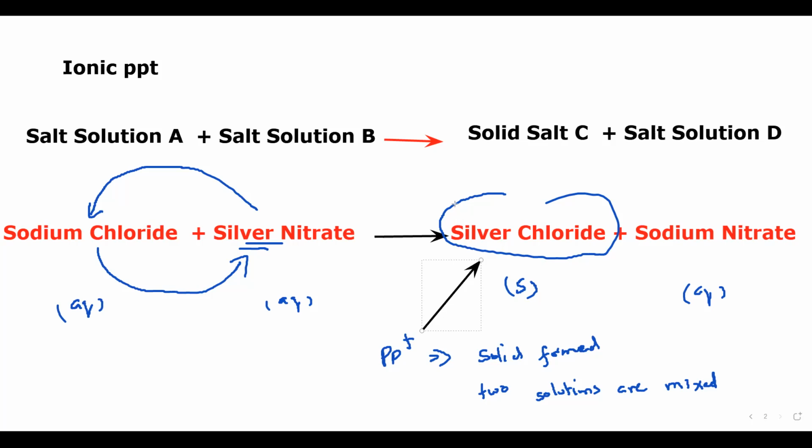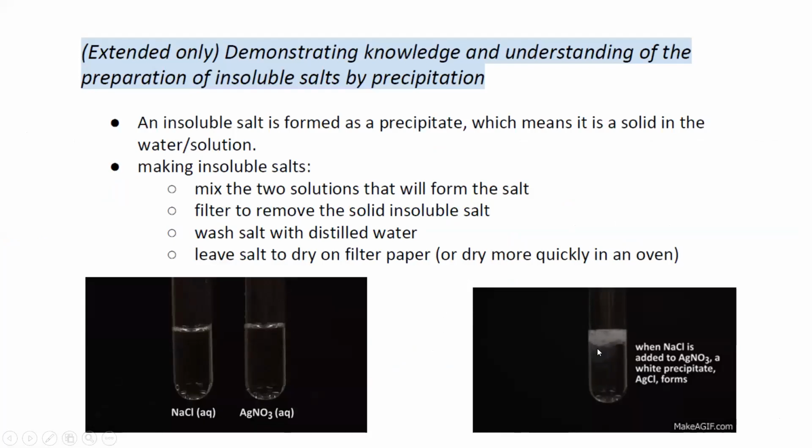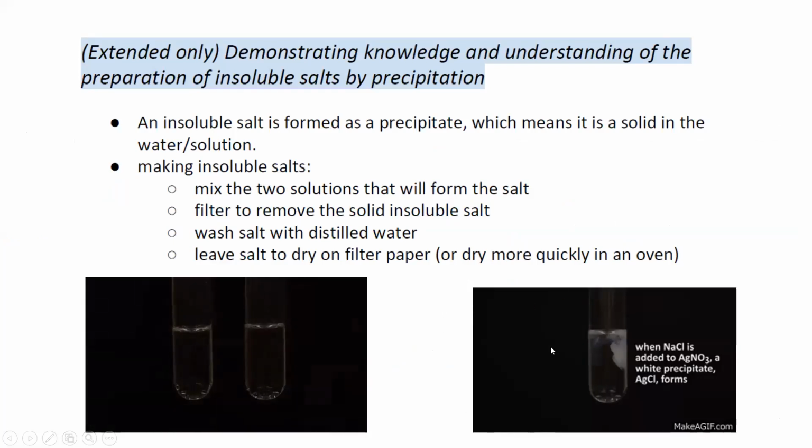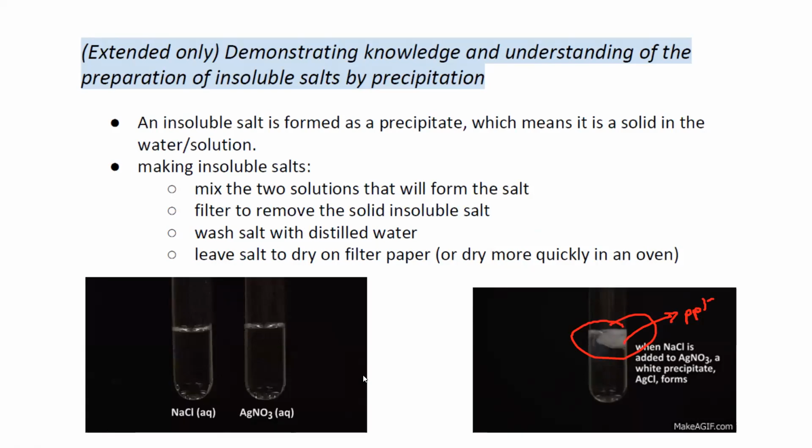So silver chloride is the insoluble salt. An insoluble salt will always be a precipitate. So this is how we prepare the insoluble salt. By mixing two solutions, a solid is formed, which we call a PPT. Is it clear how a precipitation reaction occurs, this PPT? Any doubt till this point?